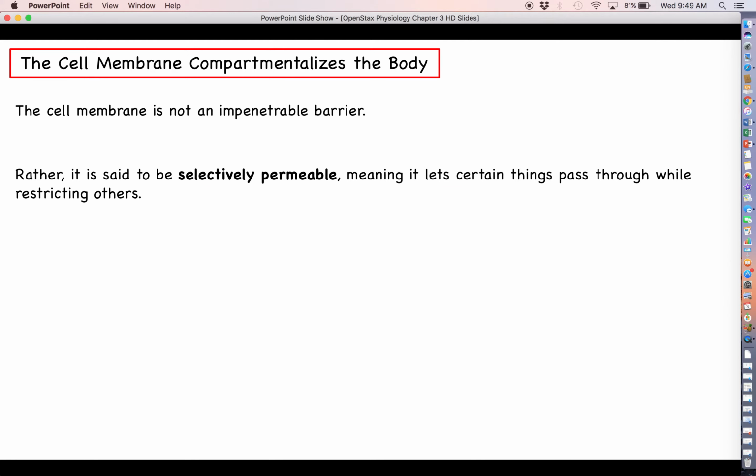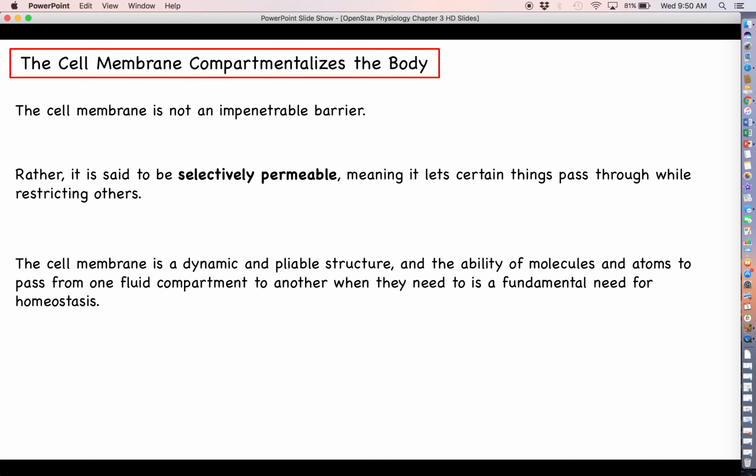So the common terminology is that the plasma membrane is said to be selectively permeable, meaning the membrane will allow certain types of things to pass through while greatly restricting the movement of others. So it might be more appropriate to think of it as a wall that has pores in it, right? Certain things can pass through, but other things cannot. To that point, the cell membrane is actually a very dynamic and pliable structure. Like I said, it's not a concrete wall.